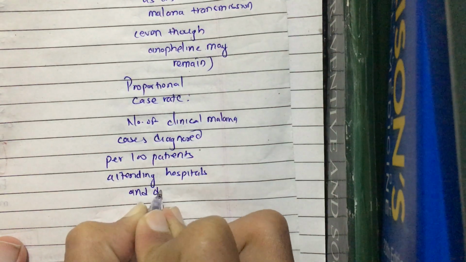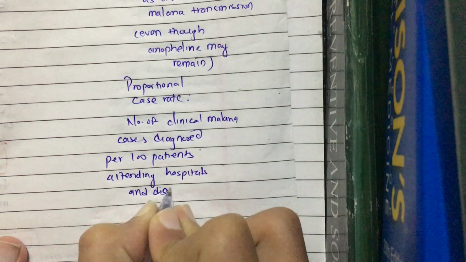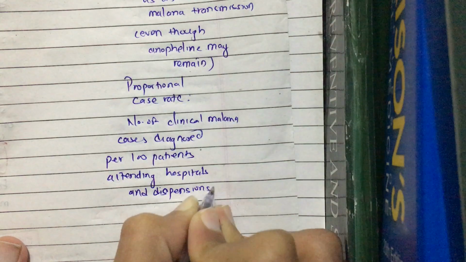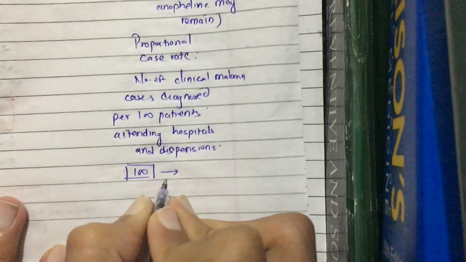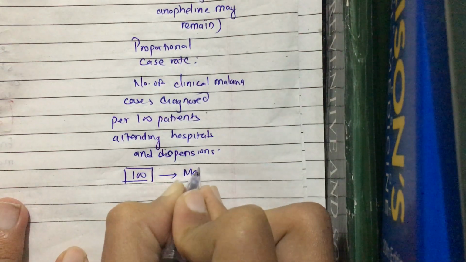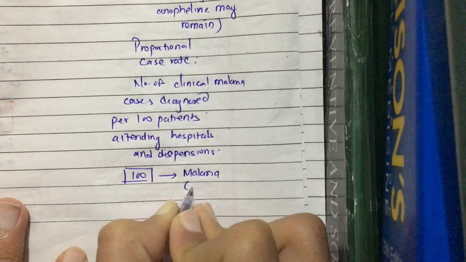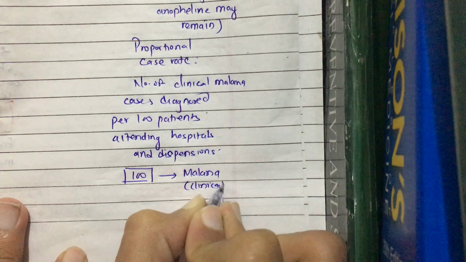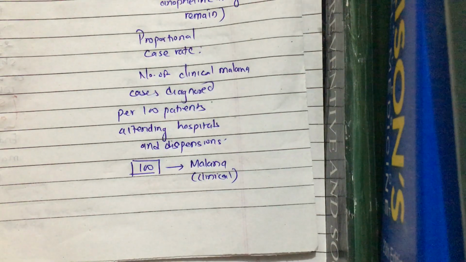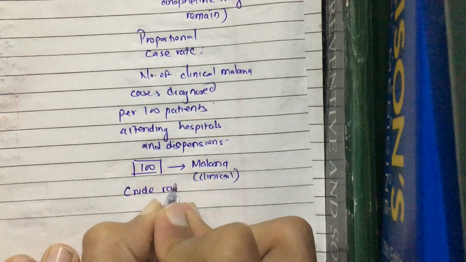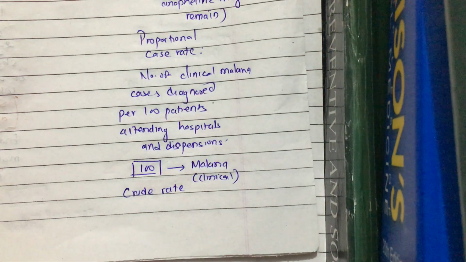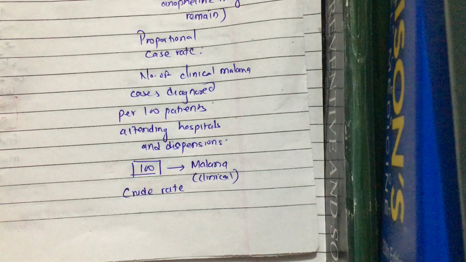So it simply means that if 100 patients attended the hospital, then among them, how many of them had clinical malaria? So it is just a crude rate. Okay, just a crude rate. So these are the indices which are used in the pre-eradication era.